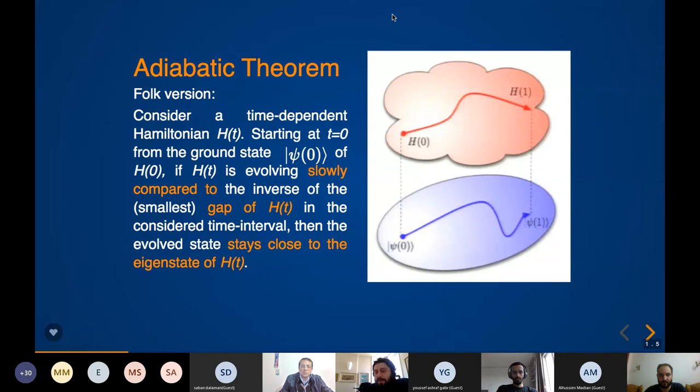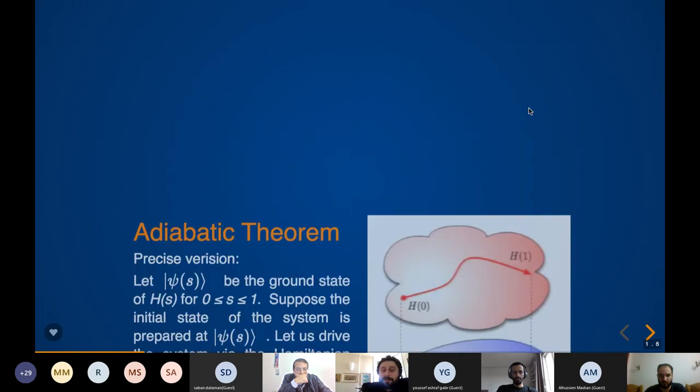And it turns out that if the change of the Hamiltonian, of this operator, in time is very slow, then your ground state will evolve in such a way that it remains a ground state of the instantaneous Hamiltonian at each time, almost the same state. What does it mean precisely?